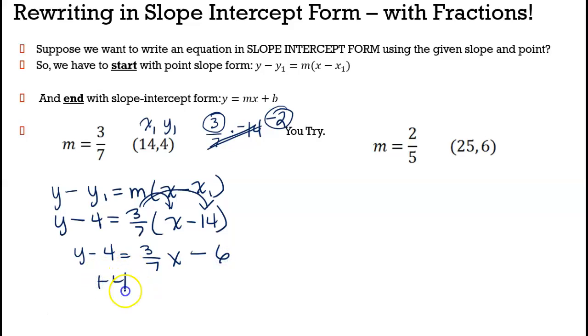We're almost done. We just add 4 to each side to get y isolated, and so y equals 3/7 x minus 2. All right, pause the video and try this one on your own.